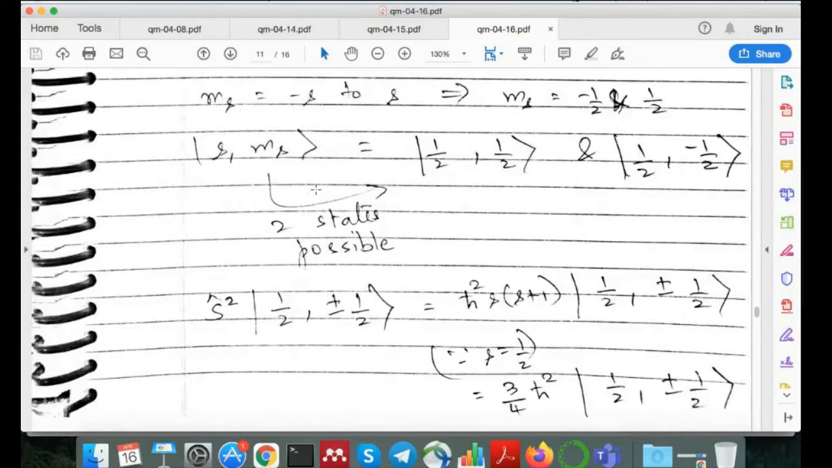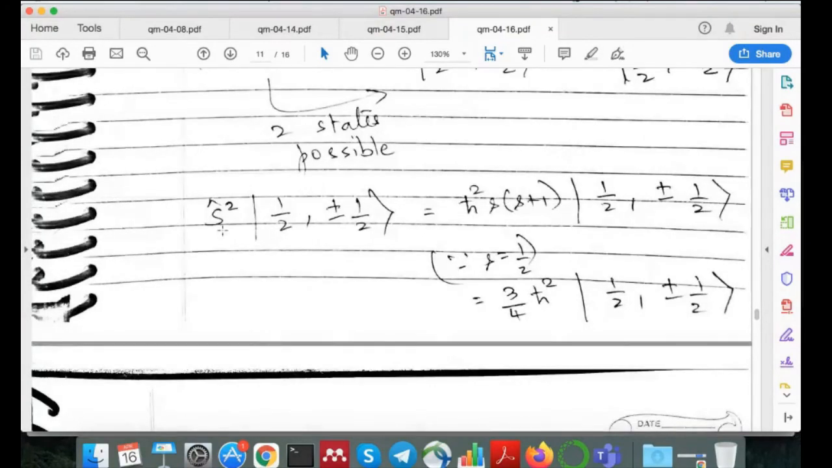Now if you apply S square on half comma plus or minus half, you will get h cross square into s into s plus 1, times half comma plus or minus half. Since s is equal to half, you can substitute that value and you will get 3 by 4 h cross square. This is your actual eigenvalue.